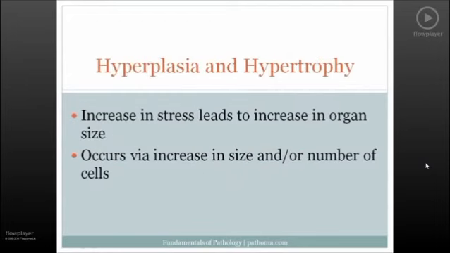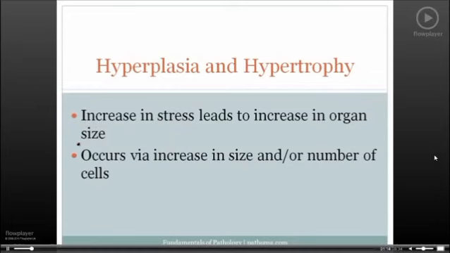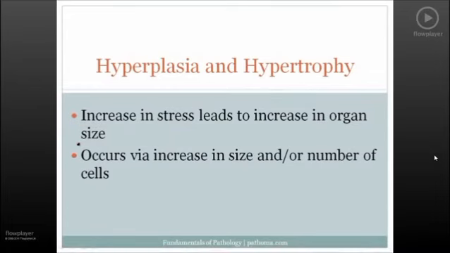Now, the first of the growth adaptations is hyperplasia and hypertrophy. And the idea here is that if there's an increase in stress on an organ, this will then lead to an increase in organ size. Basically, if the organ has to do more work, the organ will become bigger in order to do that excess work. Now, how will the organ become bigger? Well, there's two ways. One way by which the organ could become bigger is to increase the size of the cells of that organ. And an increase in cell size is actually called hypertrophy.